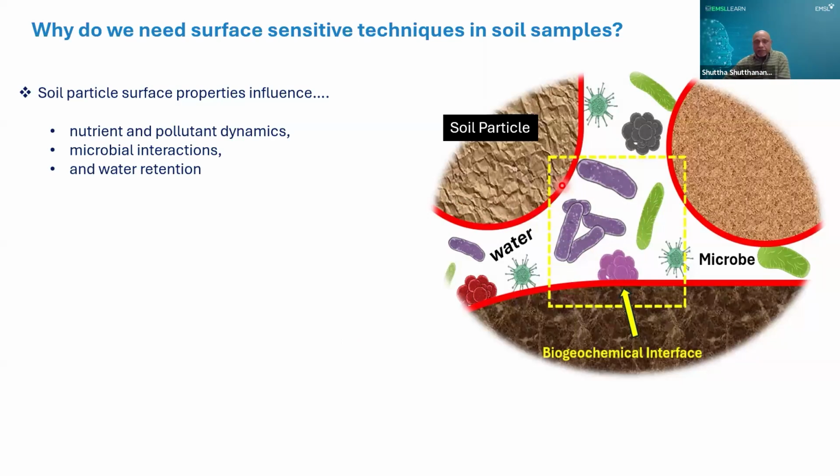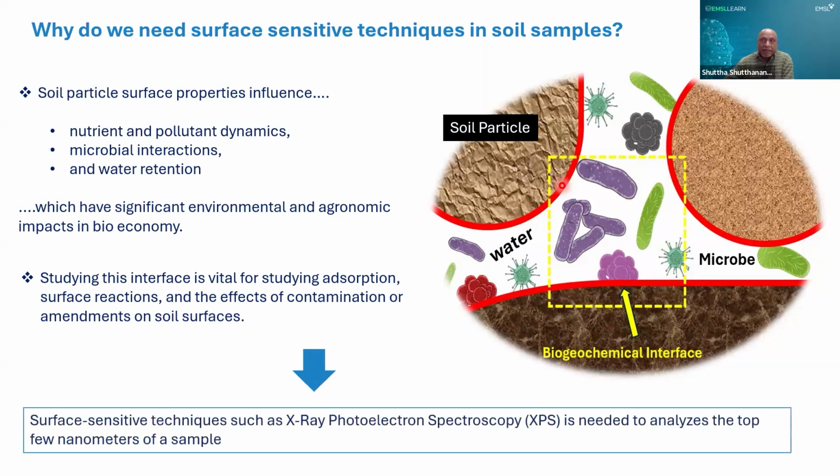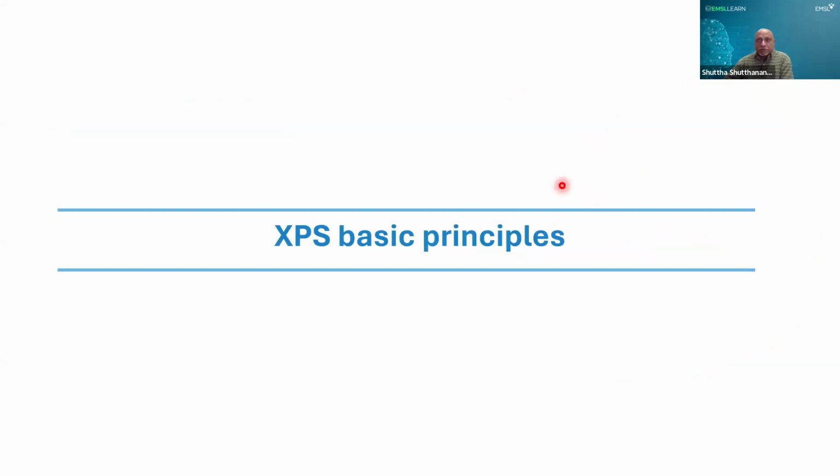So understanding the surface chemistry is very critical for predicting how contaminants move through the environment or how nutrients become bioavailable. To understand this, we need a surface-sensitive technique, and XPS is one of them. I'm going to show how we use that in this talk. At first, I'm going to give you the basic principle of XPS, what it can do, and what the strength of XPS is. Then I will give you a couple of examples of our old work, and then I will go to the high-throughput work, and then Catherine and Ajay will continue.